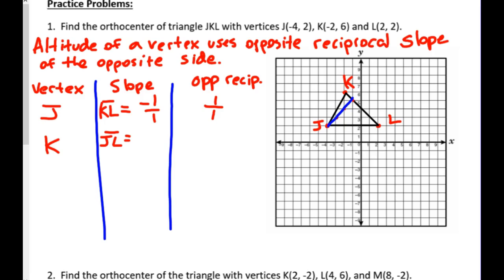so the slope of JL, this is a horizontal line. What's the slope of a horizontal line? 0. Very good. Did everyone know that? Horizontal, 0. Okay?